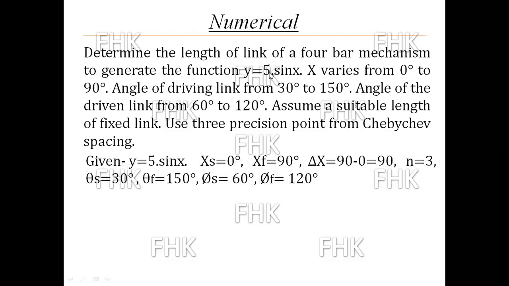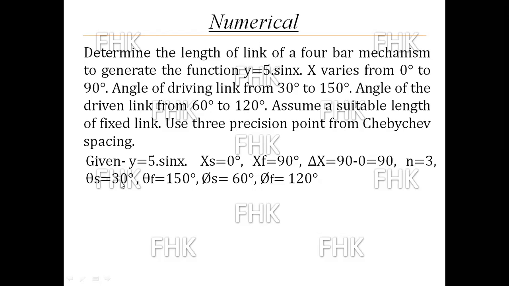So the data given here is the function given in the problem statement: y is equal to sin x. Starting x is 0. x varies from 0 to 90 degree. So starting x is 0 and final x is 90 degree. So delta x will become final value minus starting value of x. So final x, which is 90 degree, minus starting x, which is 0. So 90 minus 0 is equal to 90 degree. That will become delta x. 3 precision points, we have to find the value up to 3 precision points. So n is equal to 3.